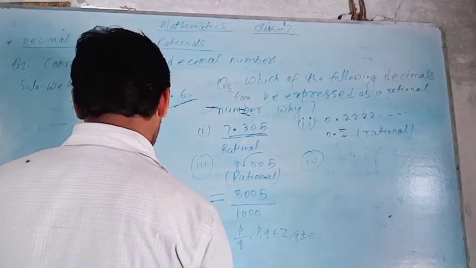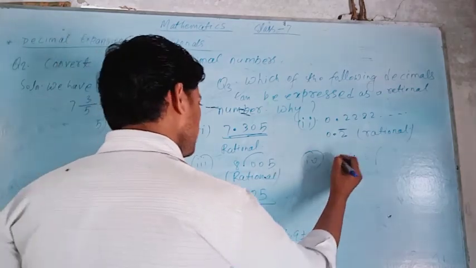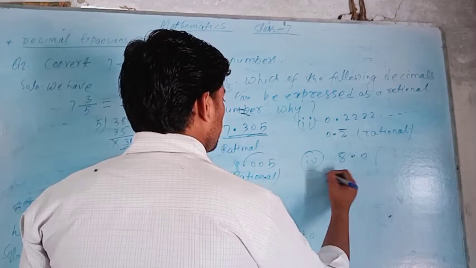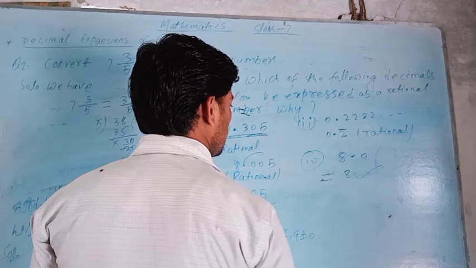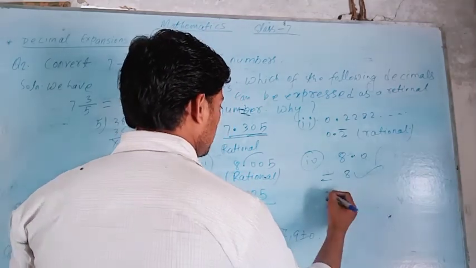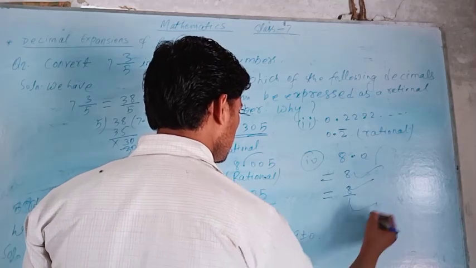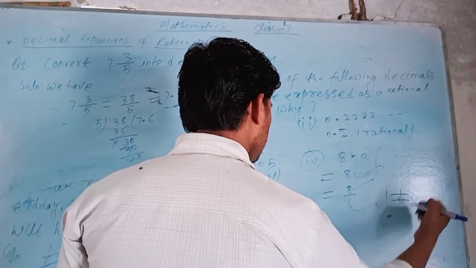One more example is 8.0. 8.0 is equal to 8 only. So it is a rational number because 8 can be written as 8 upon 1, where 8 and 1 both are integers and 1 is not equal to 0.